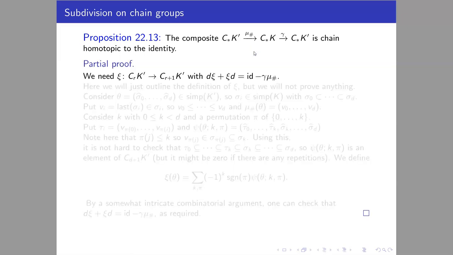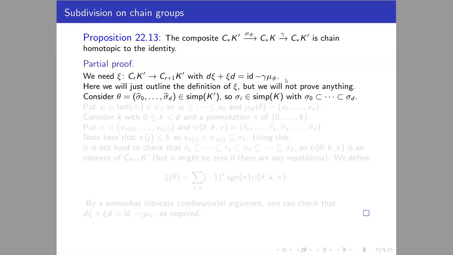So remember what it means to say these things are chain homotopic. It means that there's going to be some map xi that increases degrees by 1, from C_r(K prime) to C_(r+1)(K prime), such that d xi plus xi d is going to be the identity minus gamma mu hash, the difference between the identity and this composite that we're talking about. We're not going to give a full proof. We're going to outline the definition of this map xi, but we're not going to prove that it satisfies d xi plus xi d equals id minus gamma mu hash. But the definition goes like this.